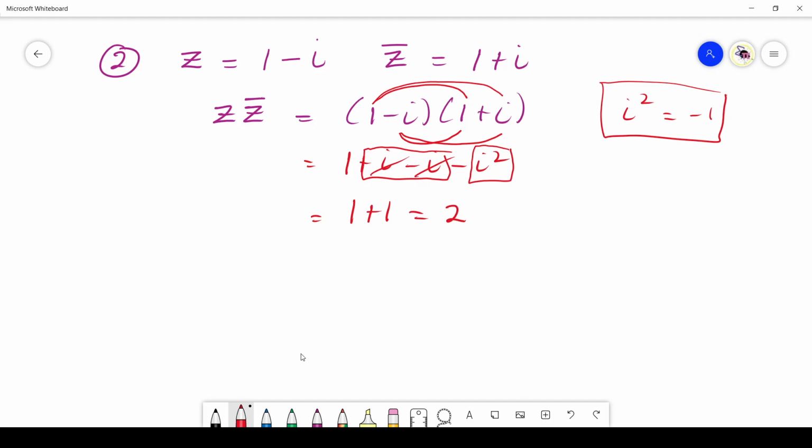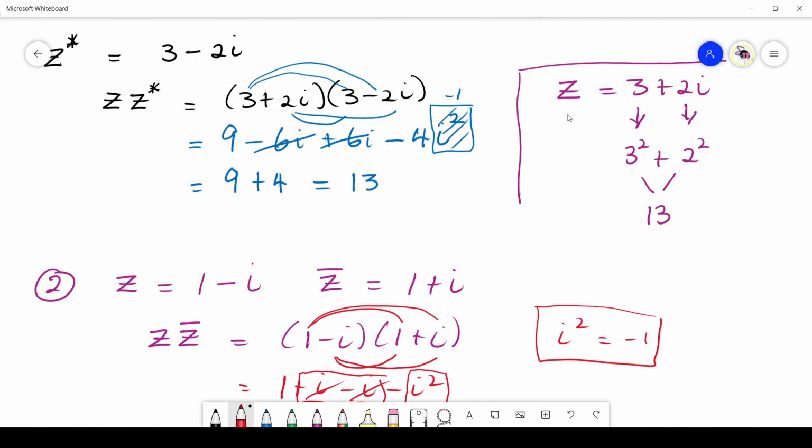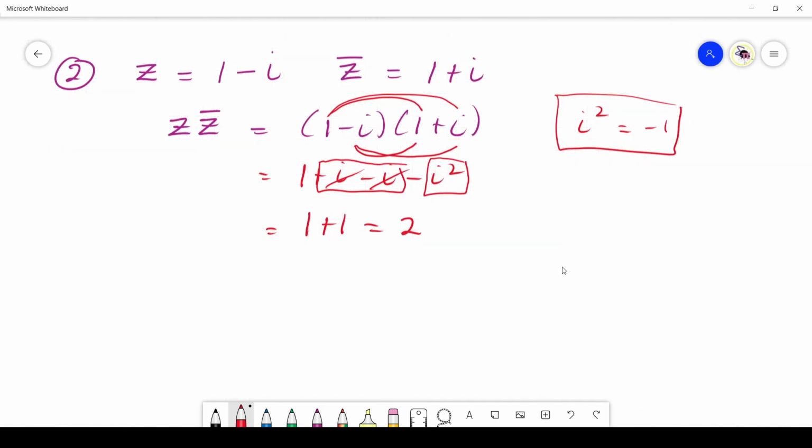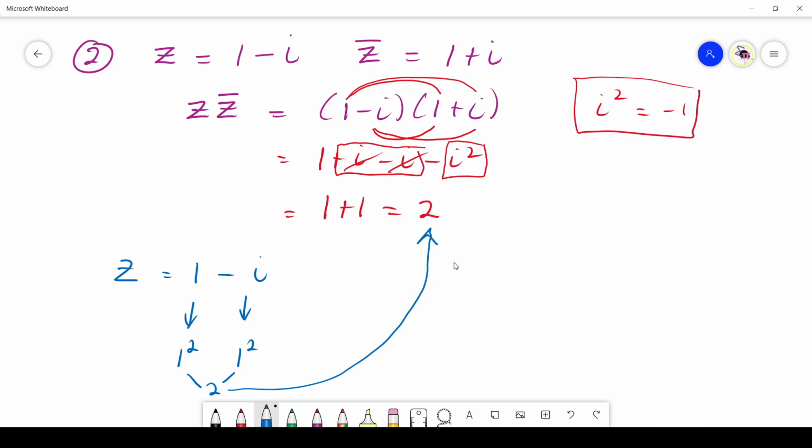Now let's do that thingy that we did over here, where we take the complex number, we square both the real and the imaginary parts, and we find the sum. Let's just see what happens here. So our complex number is 1 minus i. Our real part squared is 1 squared. Our imaginary part is actually still, well, negative 1 squared is still going to be 1 squared. And that's 1 plus 1, which gives you 2. What do you guys notice? So it is a pattern. And guys, guess what? It's actually a rule.